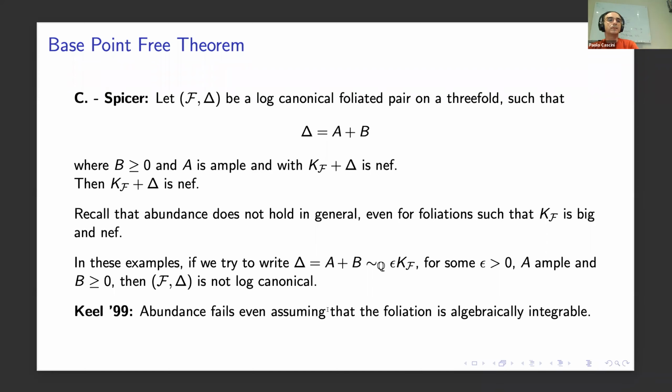find a replacement. I don't know if I will have time to talk about the canonical model. I hope so, but we need to find a compromise. And it's not going to be just trying to hope that things work well, because even for algebraically integrable foliations, things can go quite wrong.